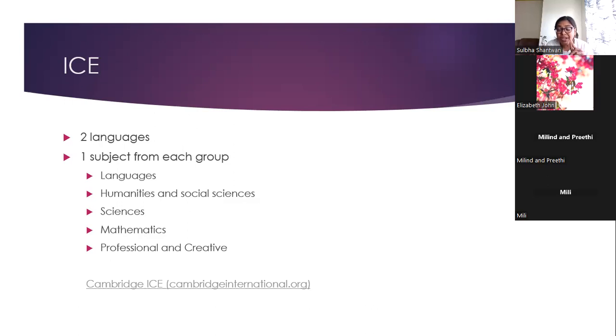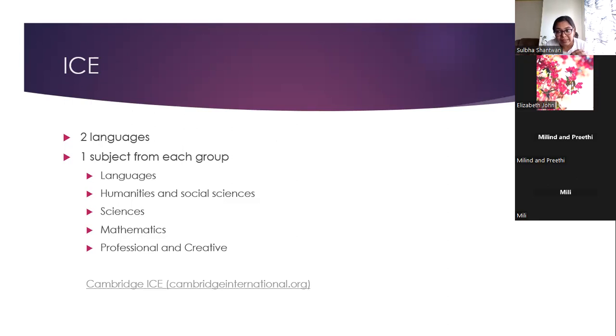Now, Cambridge's entire syllabus has been divided into 5 subgroups. One being languages, second is humanities and social sciences, third is sciences, mathematics, and professional and creative. Now, when we talk about IGCSE, the child is free to choose one subject from each group or choose 2 subjects from a particular group and 1 language, or 2 languages and 3 other subjects in any combination.